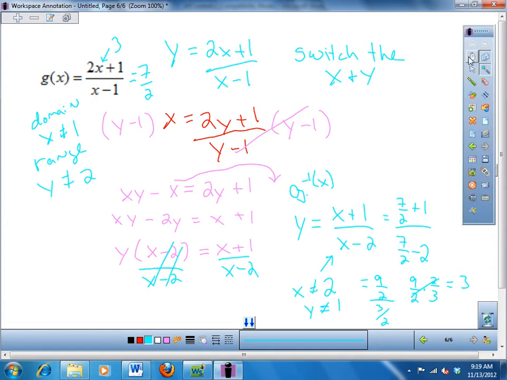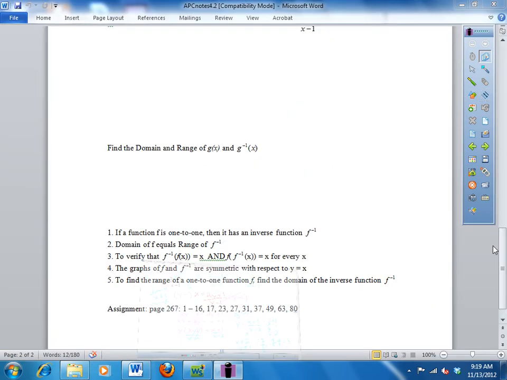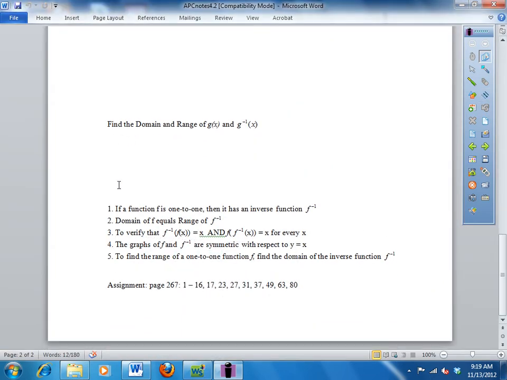So that's what this last thing says here, that if a function is 1-to-1, then it has an inverse. Domain of f equals the range of f inverse. This is just kind of a summary. To verify that f inverse and f of x are inverses of each other, then they're both equal to x. The graphs are symmetric to y equals x, and what I just did is found the range of a 1-to-1 function to find the domain of the inverse. And there you go, and that's it.